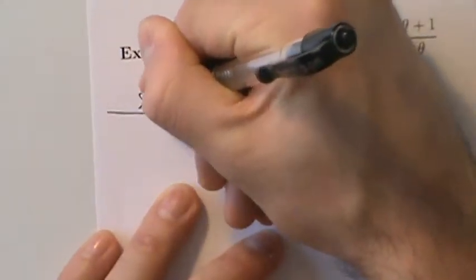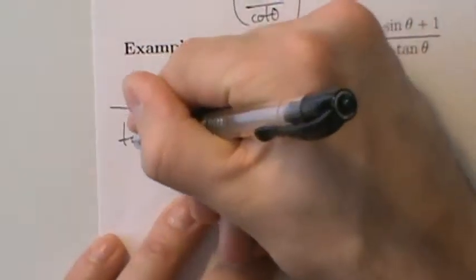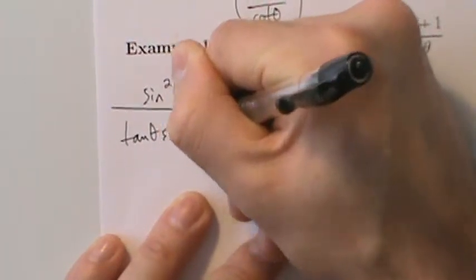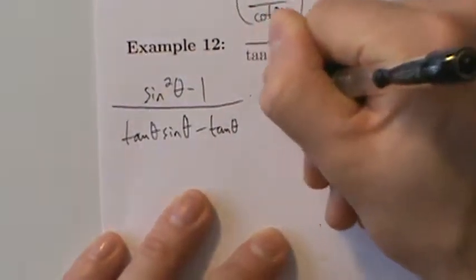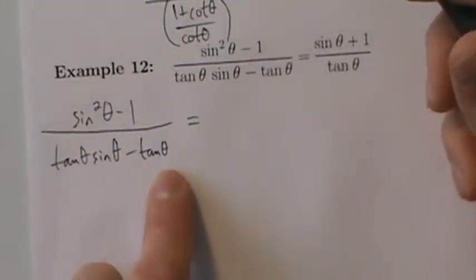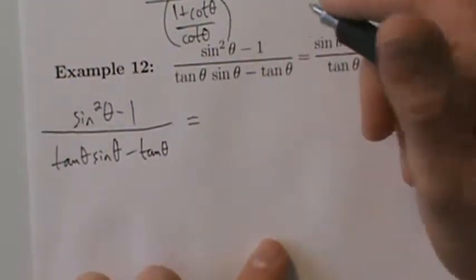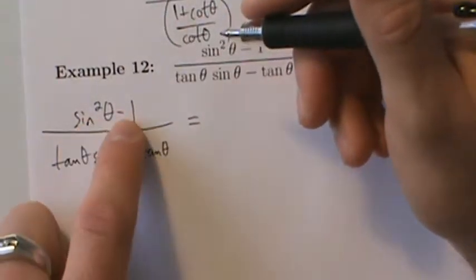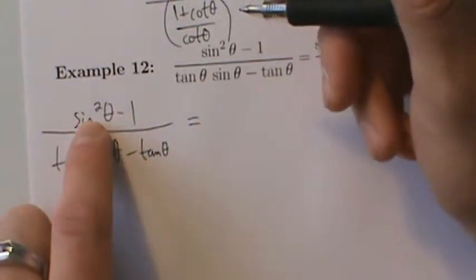Okay, so sine squared of theta minus 1, all divided by tangent of theta, sine of theta, minus tangent of theta. Okay, so where can we go? All right, we want a tangent of theta on the bottom, and we want a sine theta plus 1 on top. Here we have a sine squared of theta and then a minus 1, so you might think, okay, well, can we use Pythagorean identities at all?